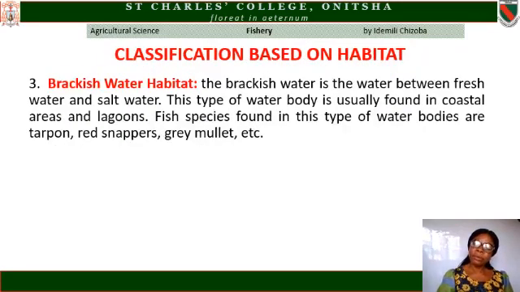Then number 3 on the classification based on habitat is brackish water habitat. The brackish water is the water between fresh water and salt water. That is that water that is found where the fresh water and the salt water meet. This type of water body is usually found in coastal areas and lagoons. They neither taste salty nor fresh. They are in between the two tastes. Fishes found in this type of water bodies are the tarpon, the red snappers, the gray mullet, and others.